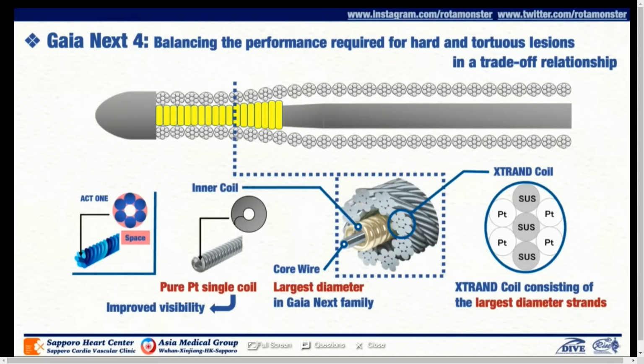The Gaia Next 4 has the same strong penetration force as the Conquest Pro 12, while enabling the best feature of the Gaia family, deflection control.